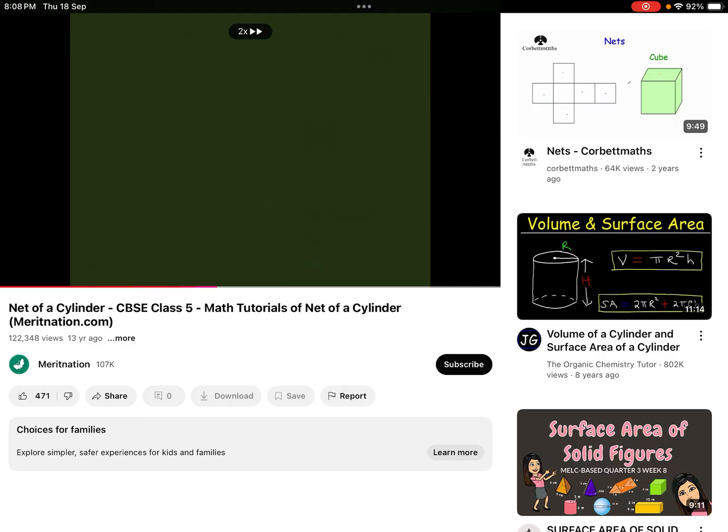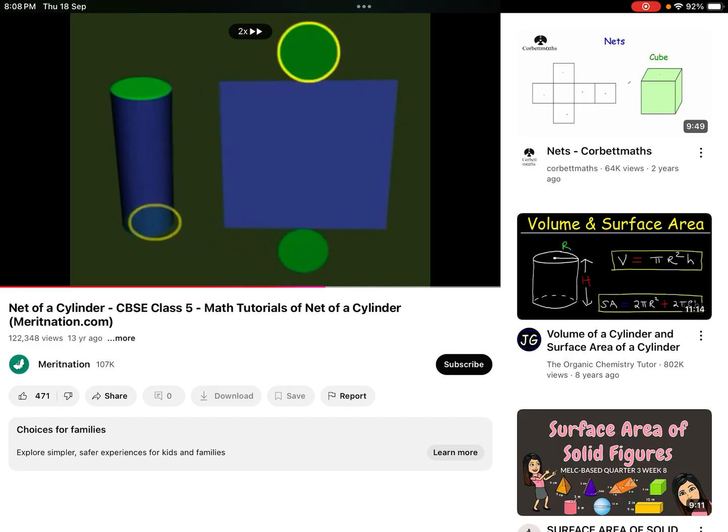Let's now look at the cylinder and its net. Look at the breadth of the rectangle. This becomes the length of the cylinder. Look at the two circles. The two circles have now become the circular base and the circular top of the cylinder. Look at the length of the rectangle. The length of the rectangle is equal to the length of the circular top and the circular base of the cylinder. So now you understand the concept of the net of a cylinder, don't you?